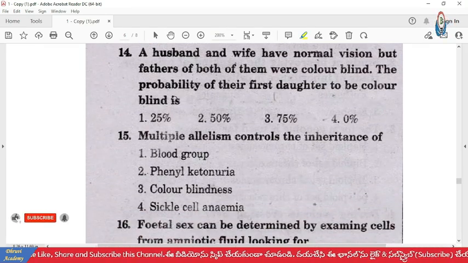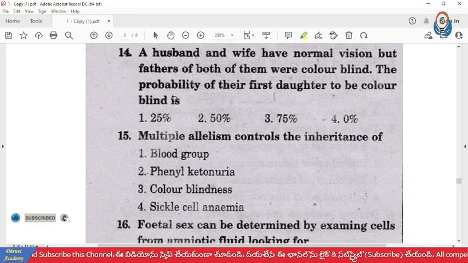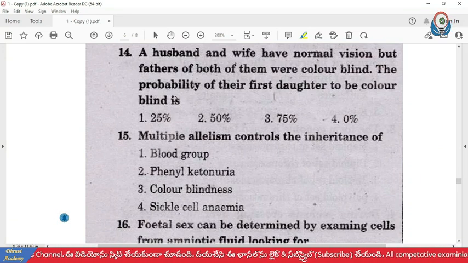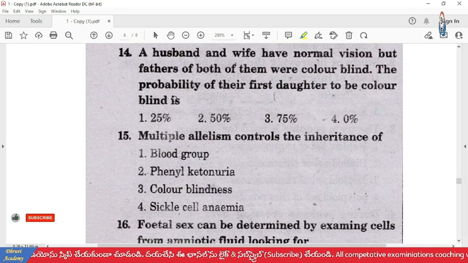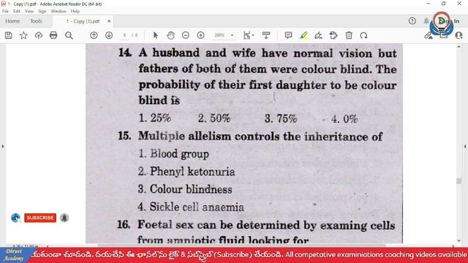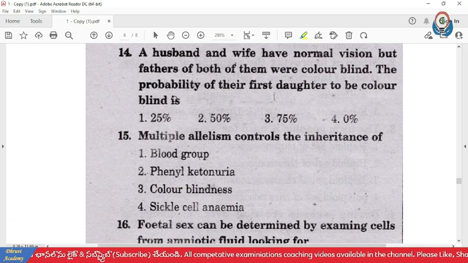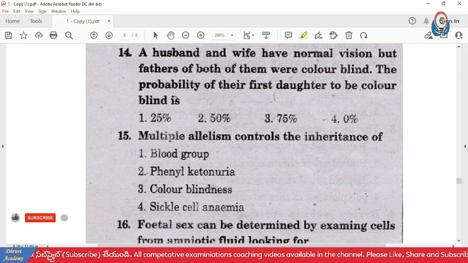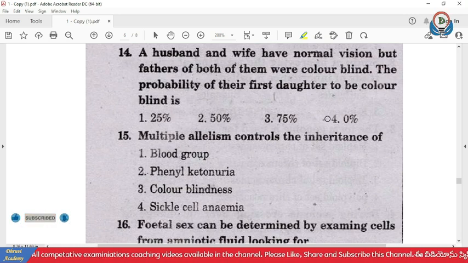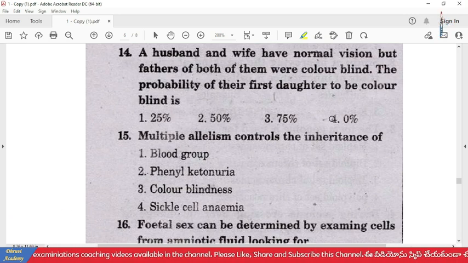Next, a husband and wife have normal vision, but the fathers of both of them were color blind. The probability of their first daughter to be color blind, they are asking. Is it 25%, or the second 50%, and third one is 75%, and the fourth one is 0%, which is the correct answer?